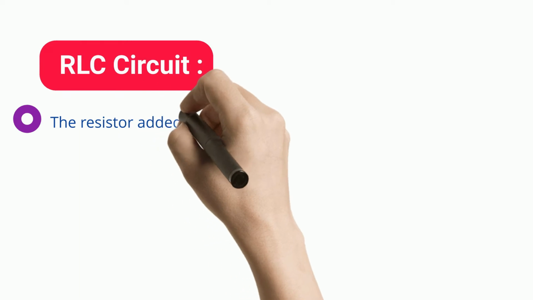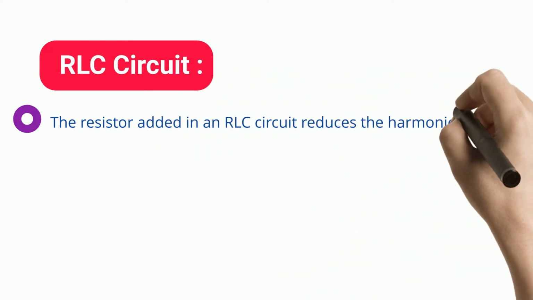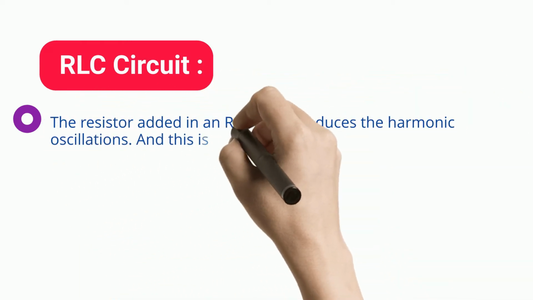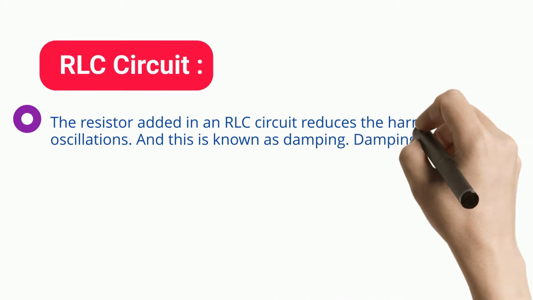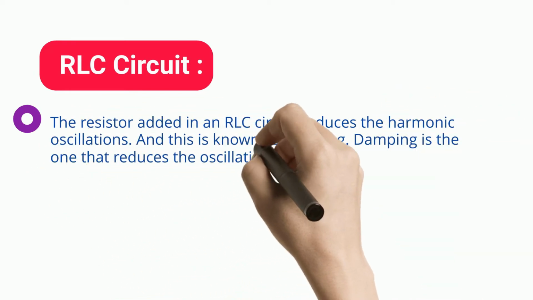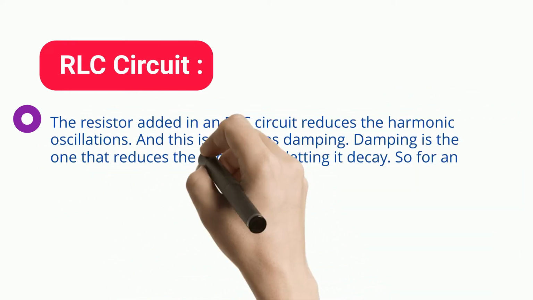The resistor added in an RLC circuit reduces the harmonic oscillations. And this is known as damping. Damping is the one that reduces the oscillations, letting them decay.